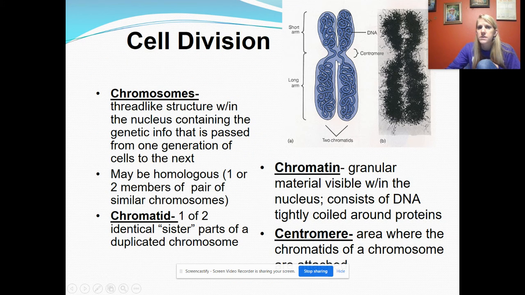Okay, so chromosomes are DNA that's condensed. They're a thread-like structure within the nucleus. They contain the genetic information, which is passed on from one generation to the next, and during mitosis they become visible. Chromatin is made up of DNA coiled around histones, which are proteins, and when that chromatin condenses, it makes the chromosomes. Two sister chromatids make up a chromosome. The centromere is the part in the middle where they meet up.